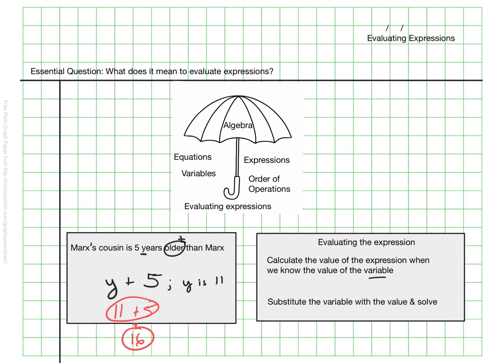So we know that Marx's cousin would be 16 in that situation. And of course, that would change, right? The answer would change if I had told you that Marx was 23, right? We would then replace y with 23 and solve. Or if Marx was 72, we would replace y with 72 and solve, right? So we substitute the variable with the value that we know, and we solve. And of course, we use order of operations.